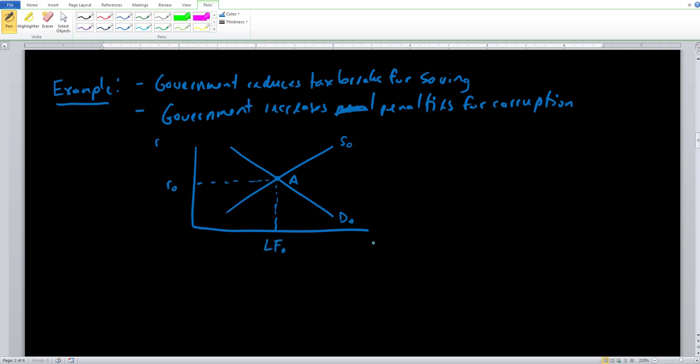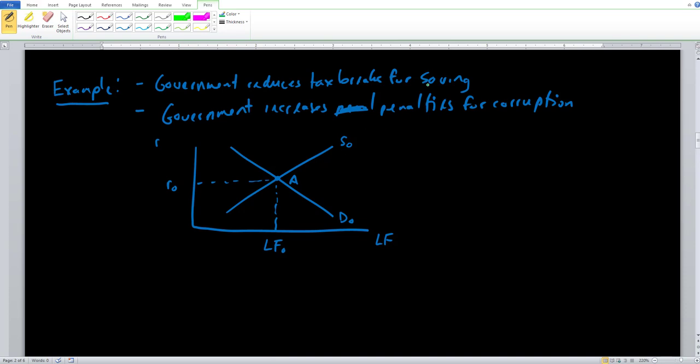So here we want to find out what happens in equilibrium to our two main variables, and we're going to tackle this the same exact way that we've always been tackling it throughout this entire semester. Take each one of these shifts one by one. So shock number one, government reduces tax breaks for savings. Is this going to affect supply or is this going to affect demand?